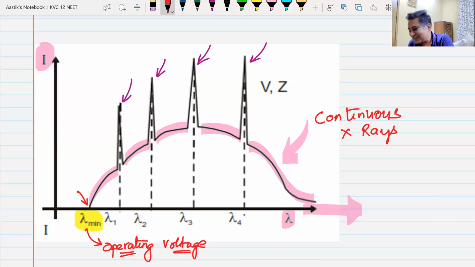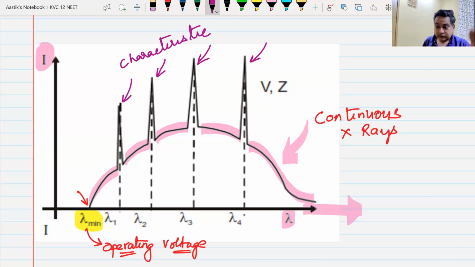There are only two types of X-rays. One is continuous. So what is the other one? Characteristic X-rays. These spikes are characteristic X-rays which are emitted. And these spikes depend on the target metal.